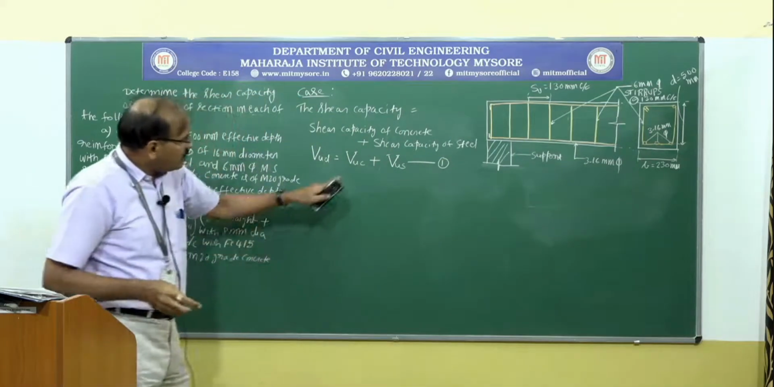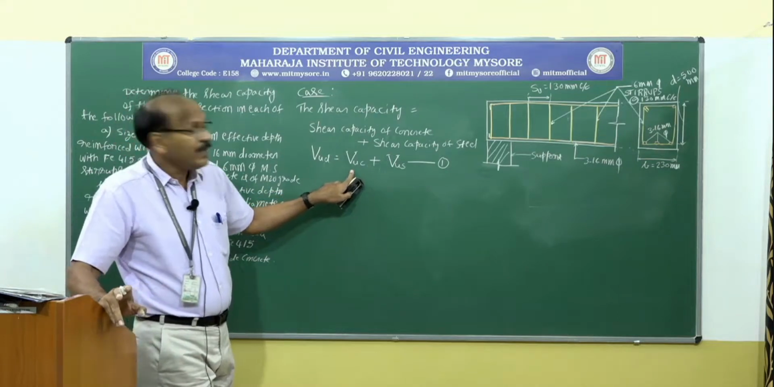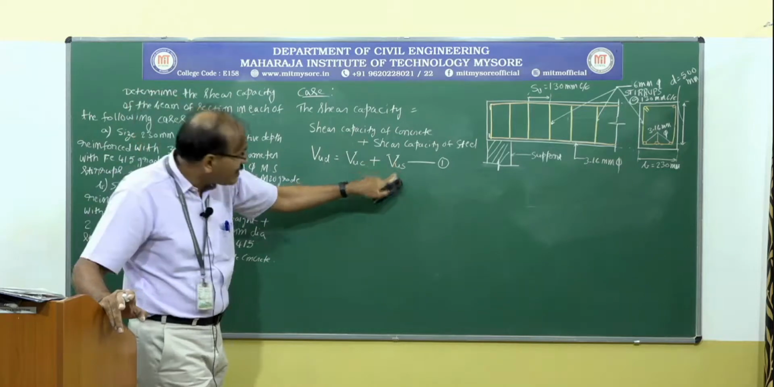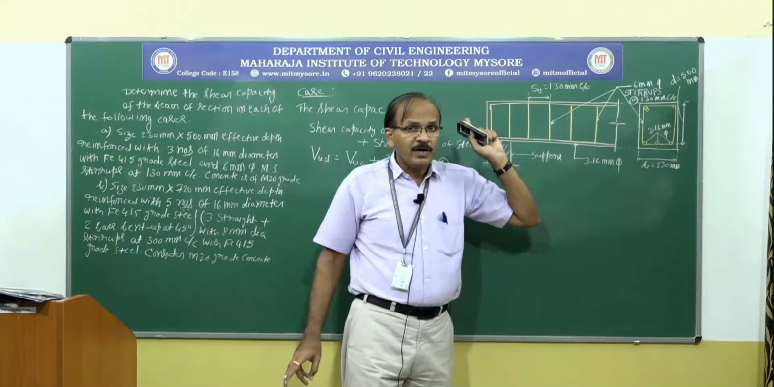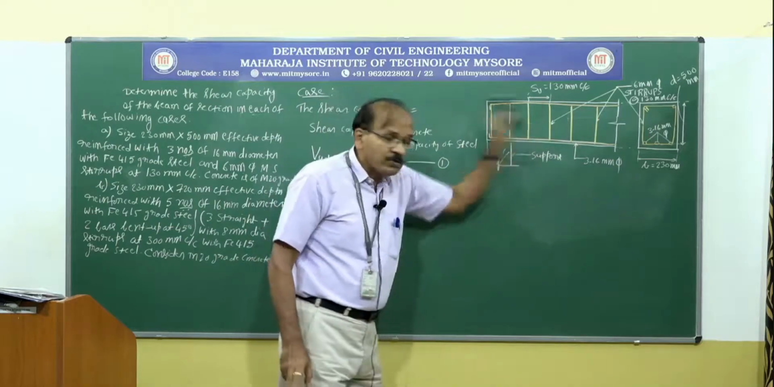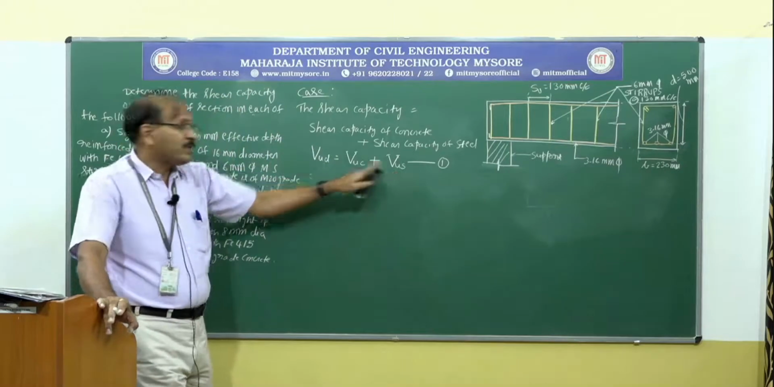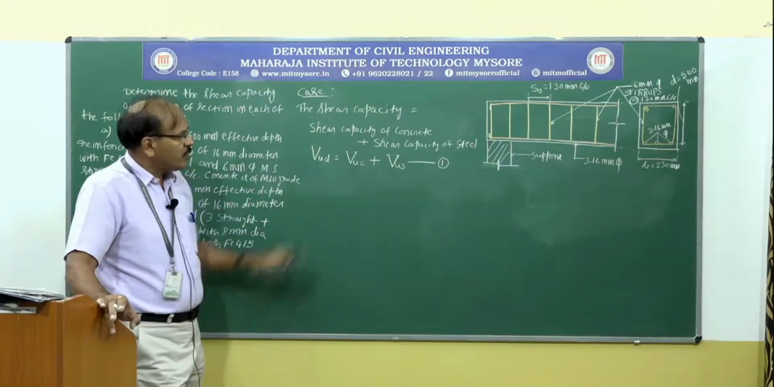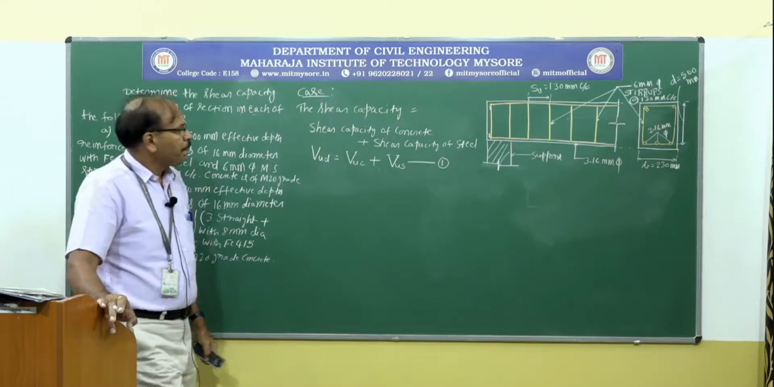I am going to find the shear capacity of concrete and the shear capacity of steel separately. Here steel is nothing but the stirrups. Remember, when I say steel, I am talking about the stirrups. Once these two values are found, I am going to add them to get the total shear capacity.